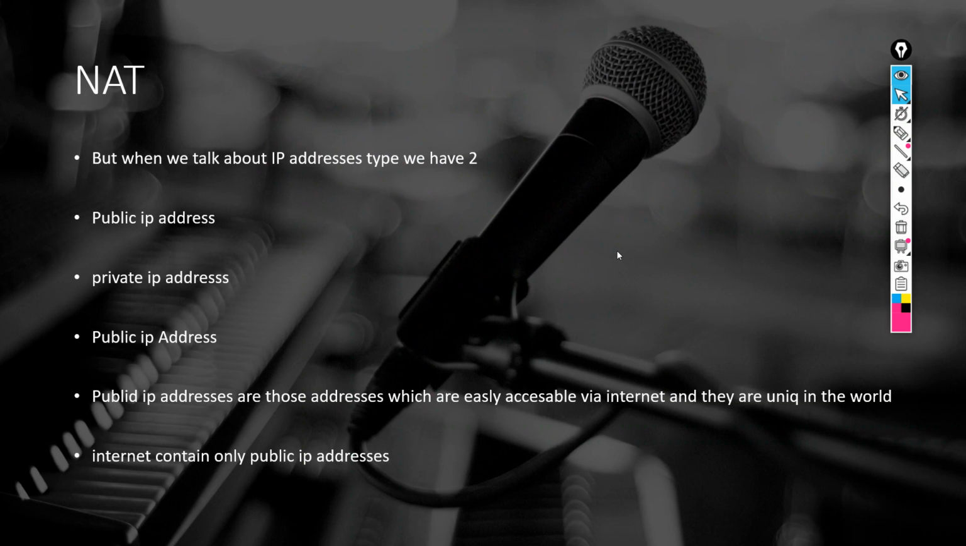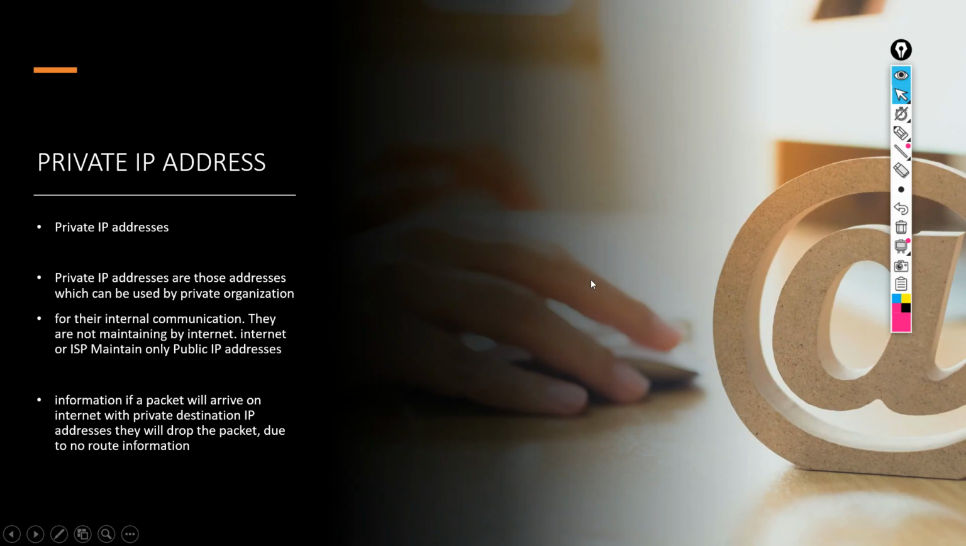Now we have another concept, the private IP address. Private IP addresses are those addresses which can be used by a private organization for their internal communication. They are not maintained by the internet. The ISP maintains only public IP addresses, which we discussed already. If your packet arrives on the internet with a private destination IP address, it will be dropped due to no route information. What is the meaning of this last line?